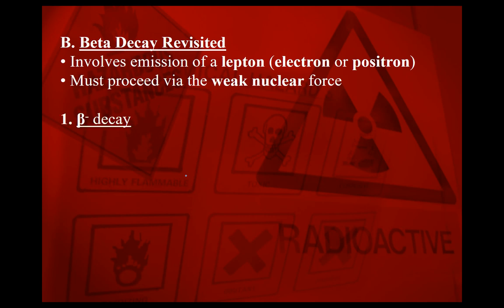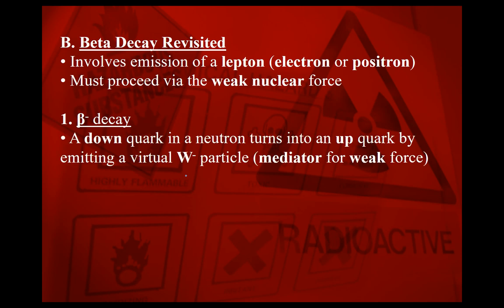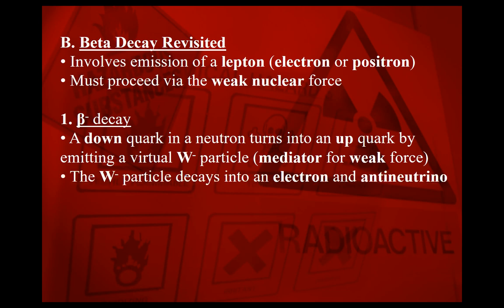Okay, so let's revisit beta negative decay. In beta negative decay, if we break it down to the quark level, what happens is a down quark in a neutron turns into an up quark through the emission of a W negative particle, which is the mediator for the weak force. Okay, this statement's a bit confusing, so let's break it down in terms of the equations. Next, the W negative particle decays into an electron and an antineutrino. Yes, let's look at this.